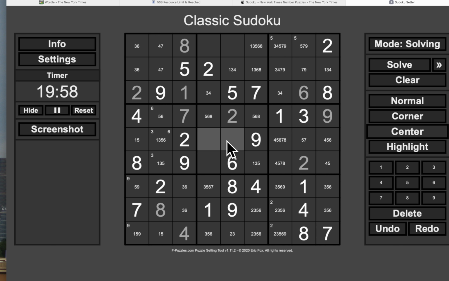Now, these cells here cannot be 2, 6, or 9, but they can be a lot of other possibilities. 1, 3, 4, 5, 7, 8. This is not 5 or 8. This is not 1, but as of now, it could be anything else. Let's see, this cell is not 1, 2, 6, 8, or 9. So this looks like 3, 4, 5, or 7.